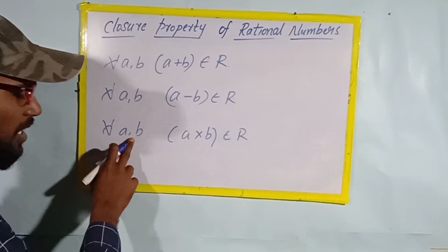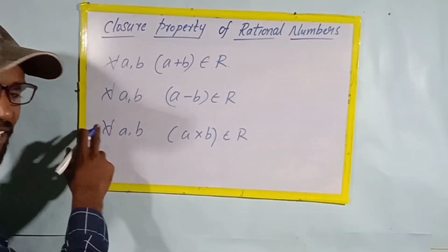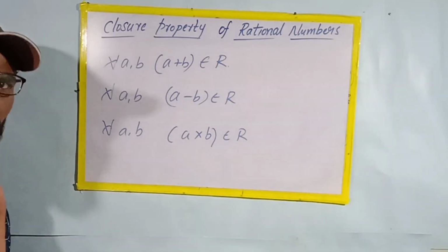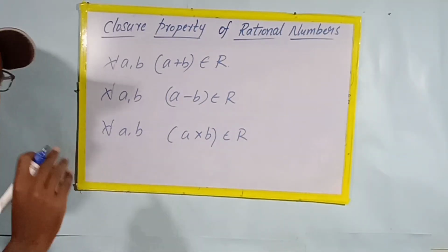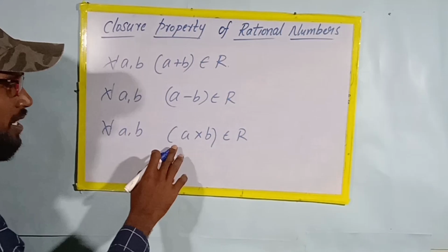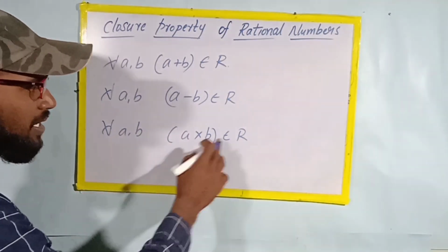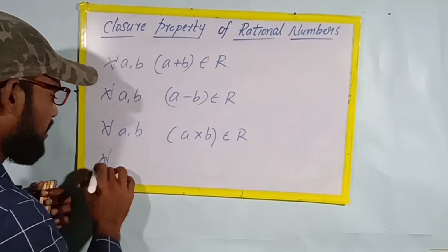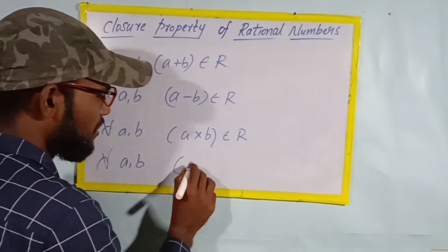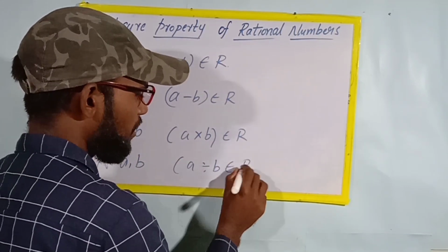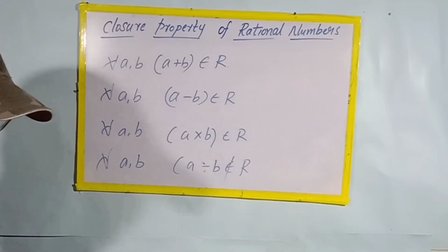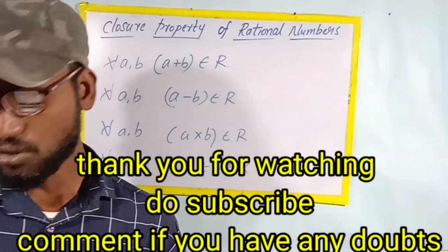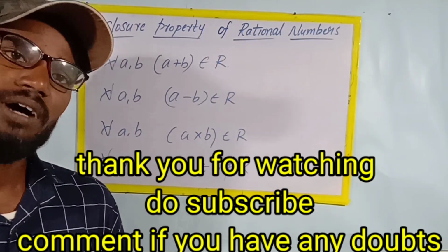See here, for all a comma b, for all means any rational numbers, a and b are two rational numbers. For any a comma b, any two rational numbers, that product a into b belongs to R. It is a rational number. But what about division? A divided by b does not belong to R. Okay, does not belong to R. This is your closure property of rational numbers, children. So in the next class we move to another property.